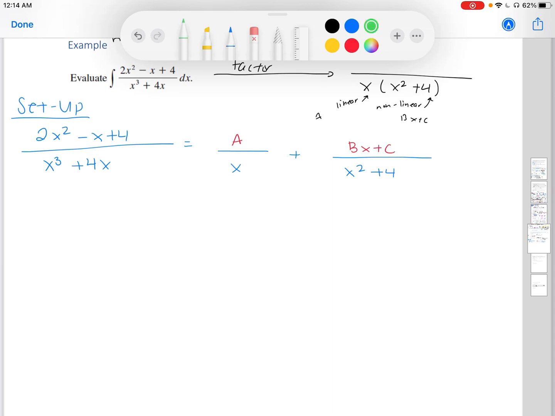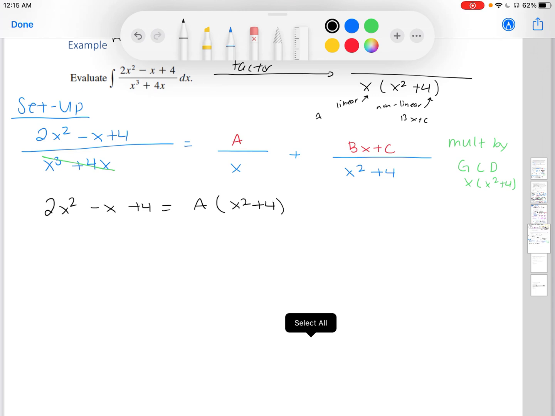Okay, let's do the usual. Let's go ahead and multiply both sides by our greatest common denominator. In this case, it's going to be an x and an x squared plus 4. Let's multiply that to both sides. That's going to make the denominator cancel. And we're left with 2x squared minus x plus 4 is equal to a. My x canceled out, and we're left with x squared plus 4 plus bx plus c, and that's going to multiply with an x.